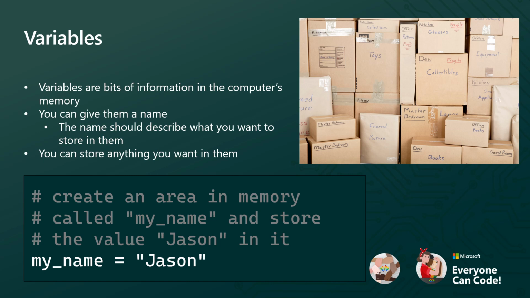So looking at these pictures, we can see a bunch of moving boxes, and on each box is written what's inside. So that's kind of like a variable, and just like a moving box, you can store anything you want in them. So in Python, if we wanted to create a little area in memory called my name, we can store the value Jason in it. And we say my name equals Jason in Python.